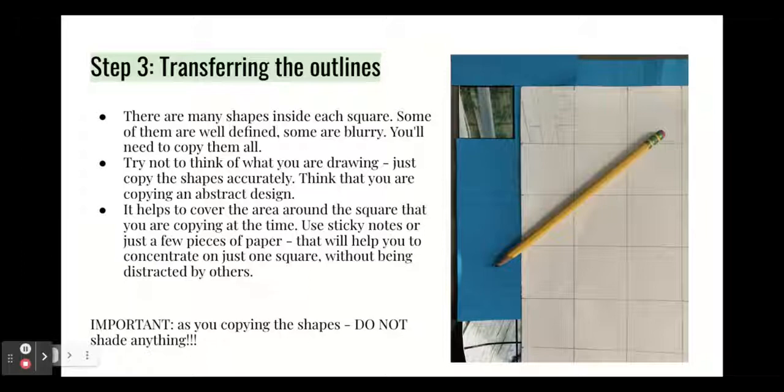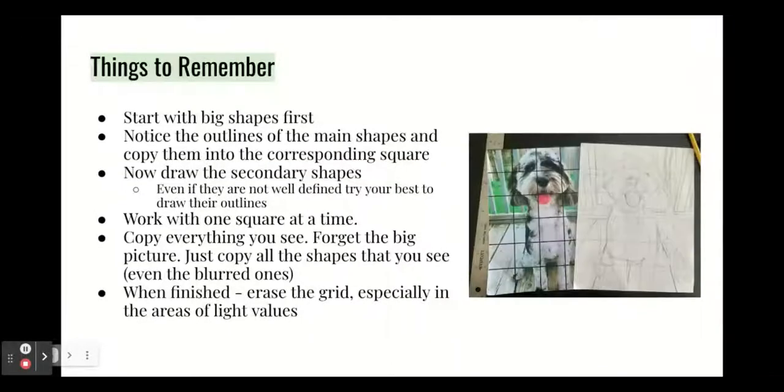For me, it always helps to cover the area around the square that you are copying at that time. Use a sticky note or even a few pieces of paper, just like I did in the photo, to block out any other areas and to help you concentrate on just one square without being distracted by the others. It is super important as you copy the shapes that you do not shade anything or color anything. We are just focusing on the outlines.